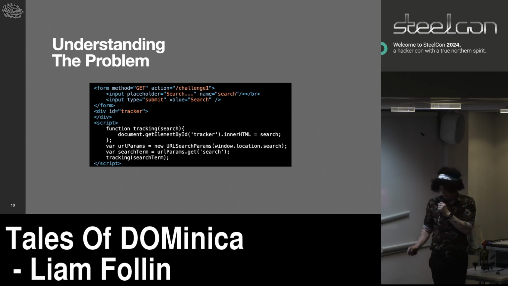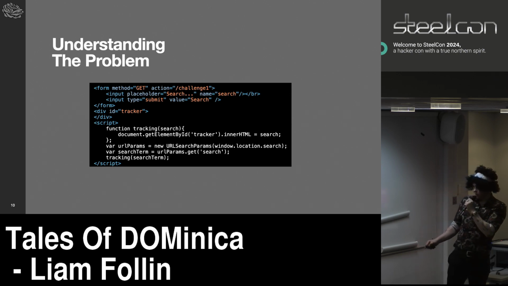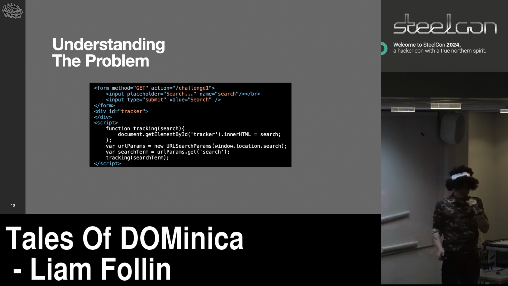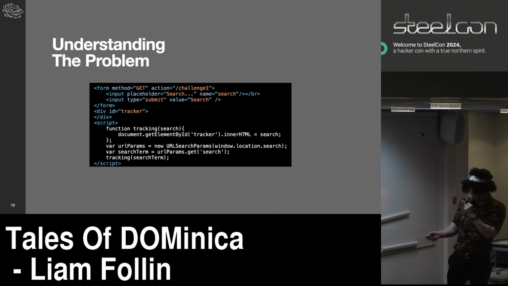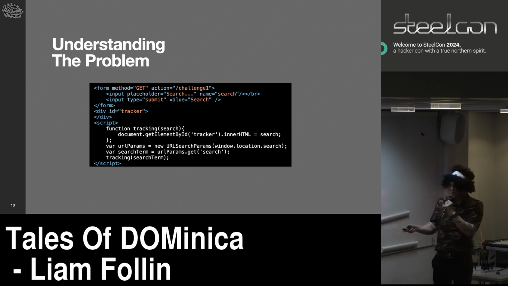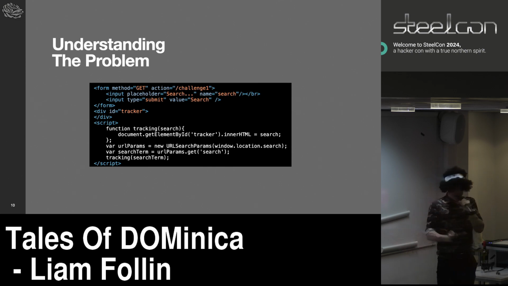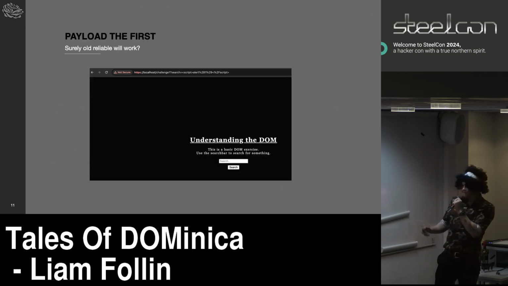And then we define some URL params from our URL search parameters, which we pass in window.location.search. That's just URL parameters. I'm sure we've all seen some of those before. Search term, we just get the search, so search equals, and then we call that function. That then injects that into there. Everybody with me so far? Lovely. I got some nods.